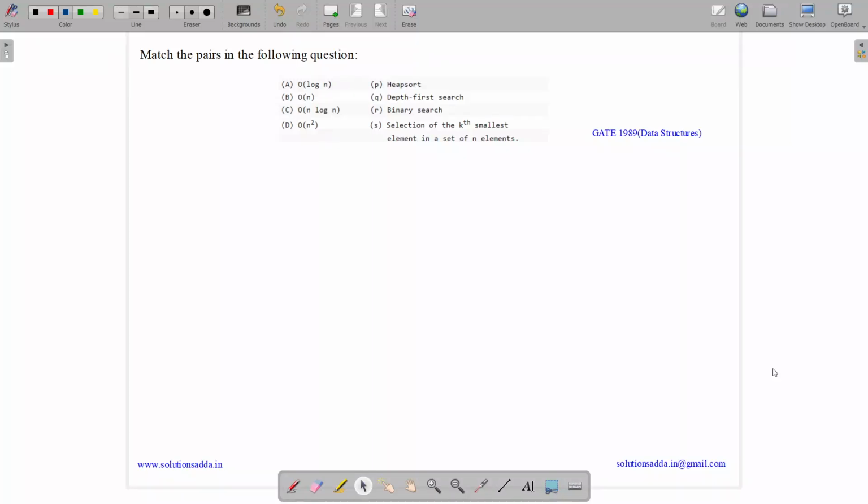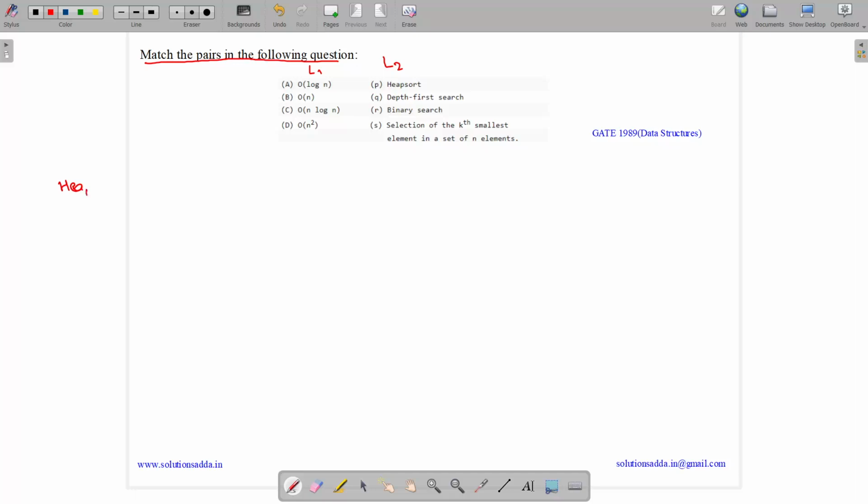This question belongs to the data structures subject and was asked in GATE CSE 1989. The question states, match the pairs in the following. So it's match the following. Here we have order of log n, order of n, order of n log n, order of n square in list 1, and list 2 has heap sort, depth first search, binary search, and selection of the kth smallest element in a set of n elements. So we basically need to find the complexity of all these algorithms. Let us see them one by one.